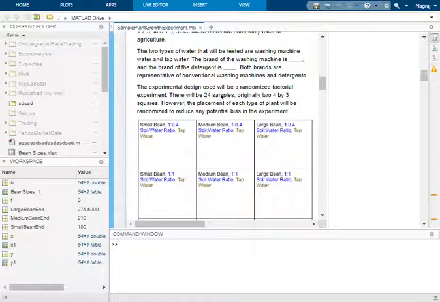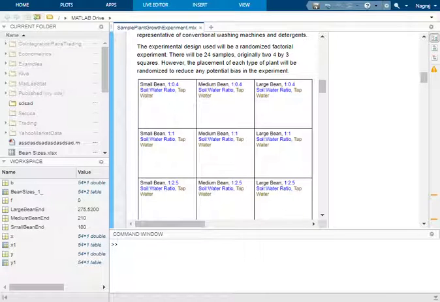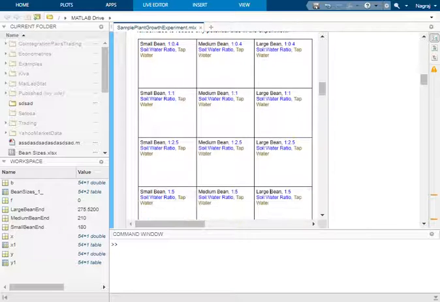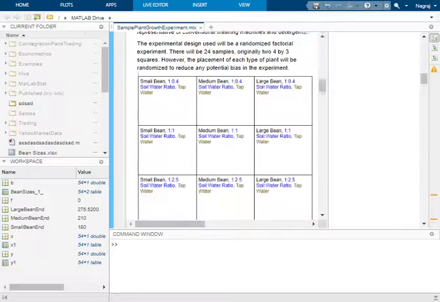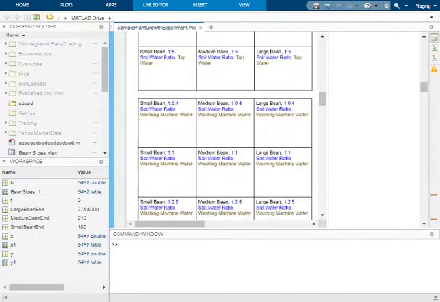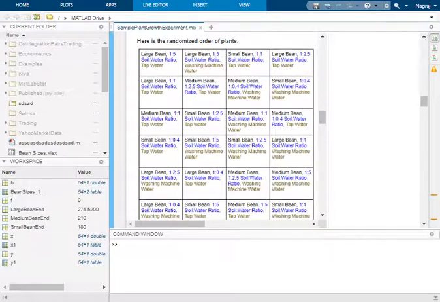So the experimental design will be a randomized factorial experiment, and there will be 24 samples, originally two 4x3 squares. So this is the first 4x3 square, and this is the second 4x3 square. And the placement of all of these are randomized to form this.